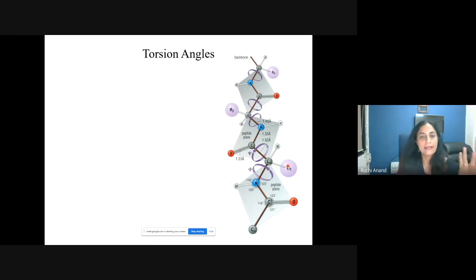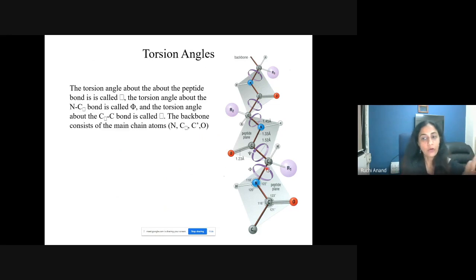So glycine, having only a hydrogen here, will have the best rotation. Otherwise, if you try to rotate the bonds too much, you may have a clash between the R groups. And you can see they are also located opposite to each other so that the clashing is less. But these phi psi angles were analyzed by someone called Ramachandran. He's a very famous guy.